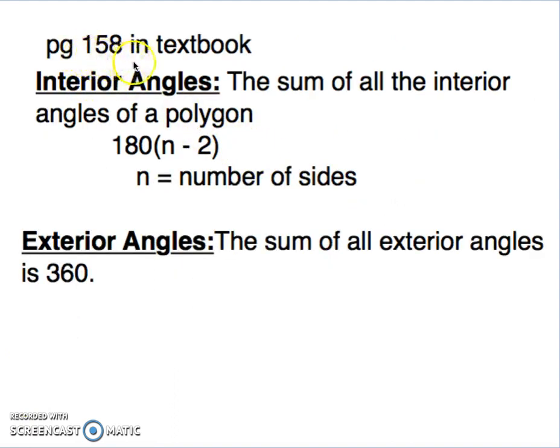On page 158 in your textbook, it lists all the different names of polygons. Examples would be a triangle that has 3 sides, a square that has 4 sides, but in your book it lists some of the polygons that are not maybe so familiar, like an octagon with 8 sides, or a decagon with 10 sides. So if it's referring to a polygon and you're not sure how many sides it has, you can refer to your book on page 158.